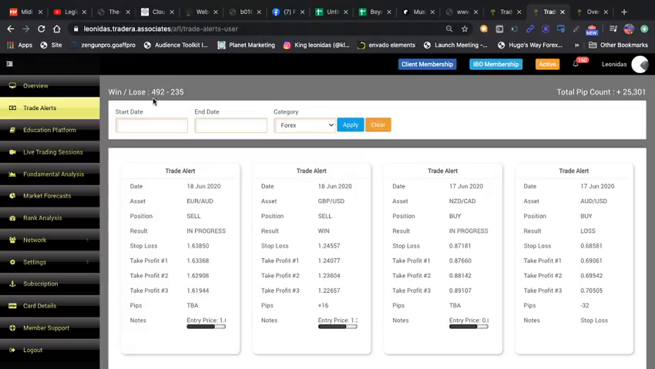As you can see, we're winning 492 trades compared to 235 losing, so the win rate is just about 50%.